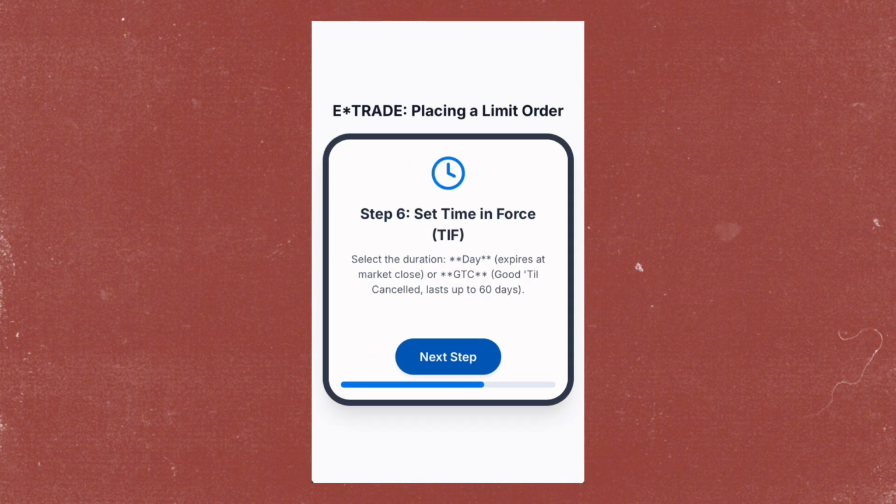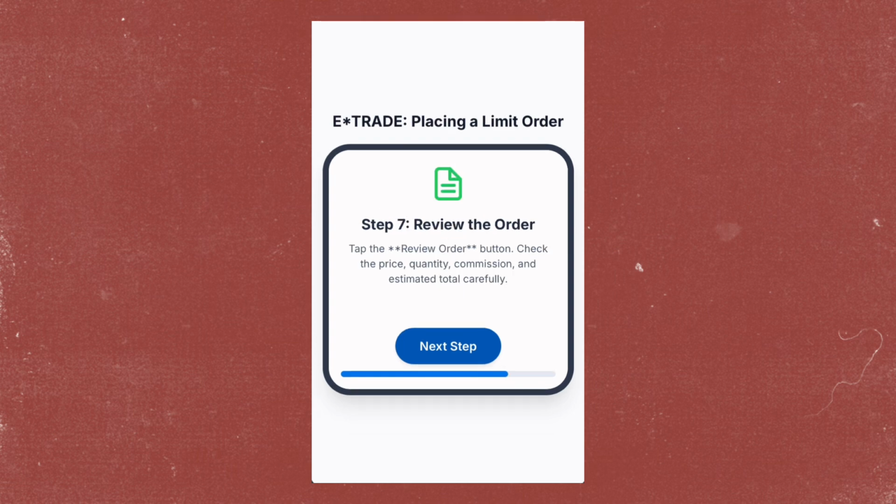Next is to set the time in force, or the TIF, and select the duration, which is either Day, which expires at the market close, or GTC, which is good till cancelled and lasts up to 60 days.